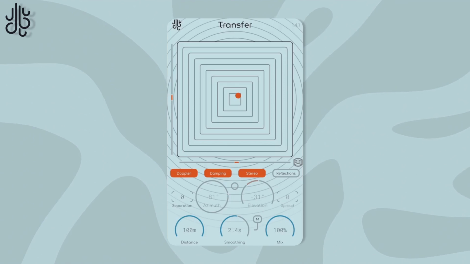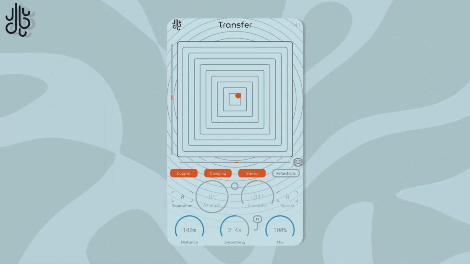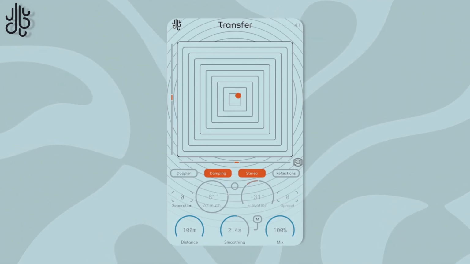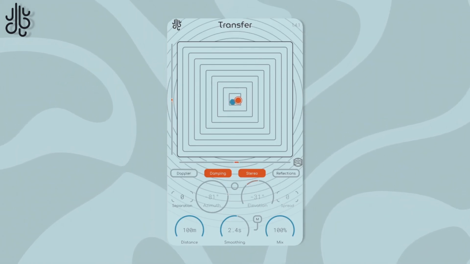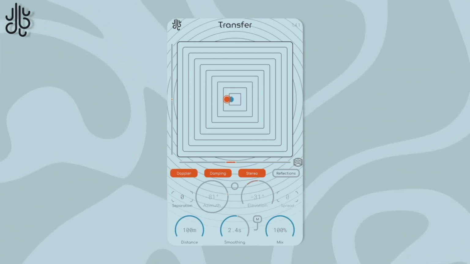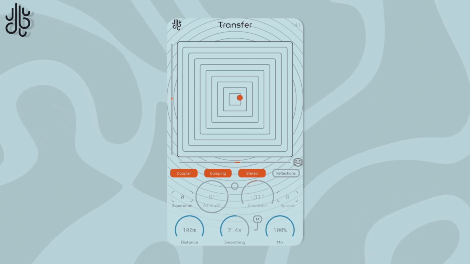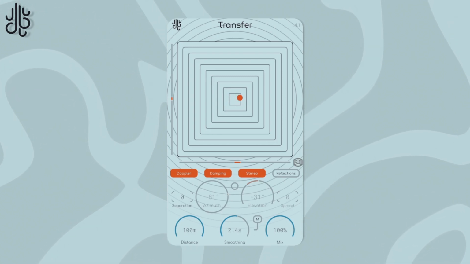In Transfer, you can toggle if a few of the different processing steps occur. Clicking here disables Doppler shifting. Clicking this disables distance-based sound dampening.